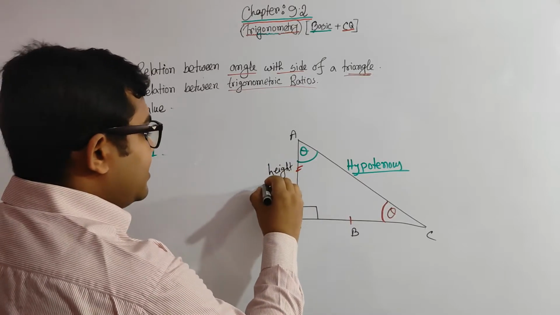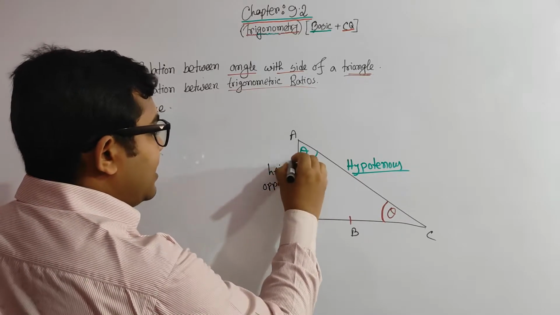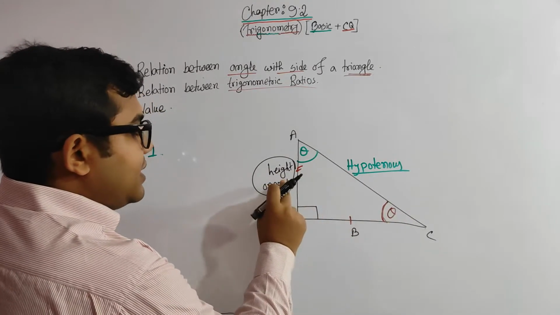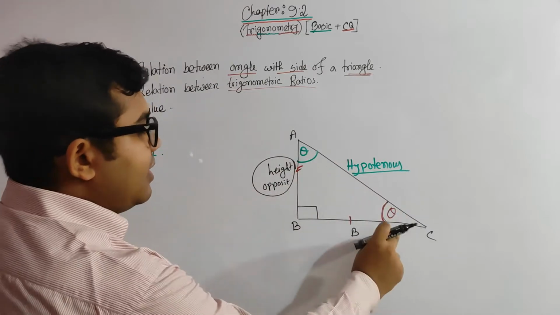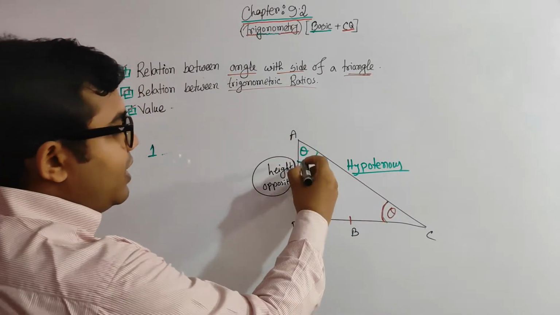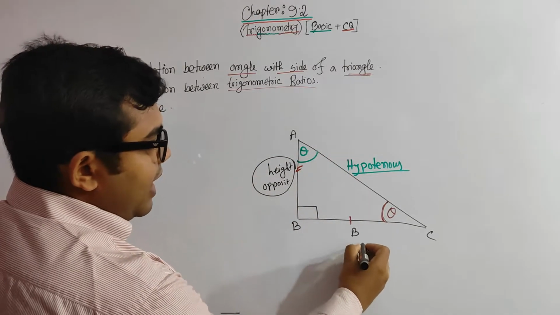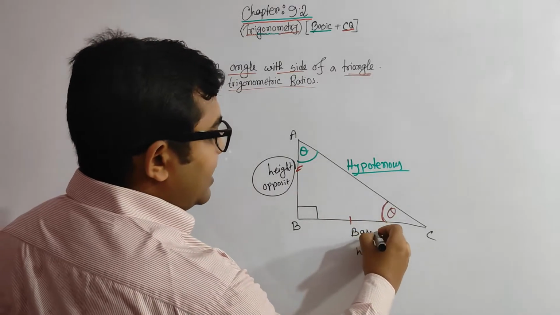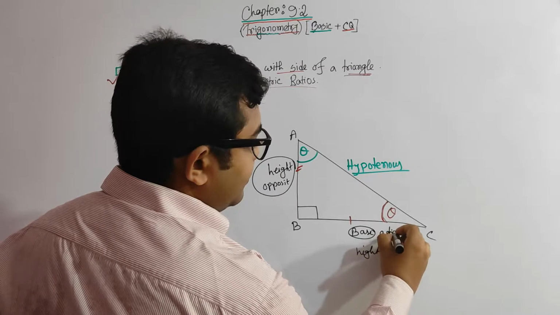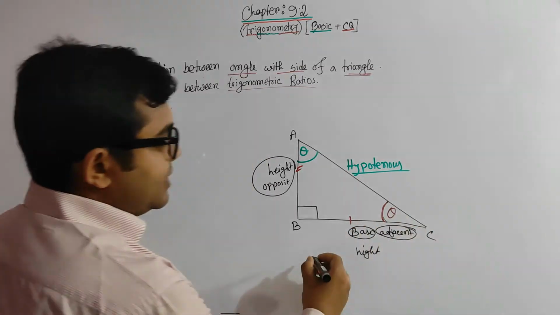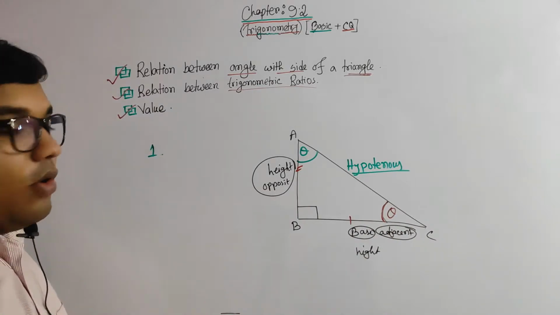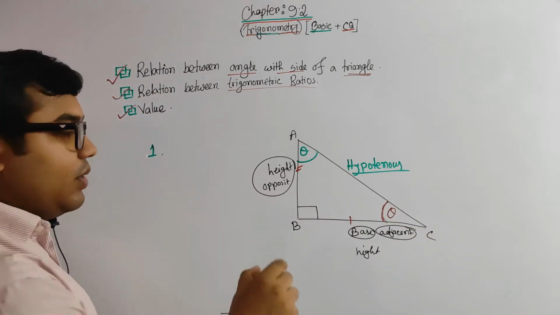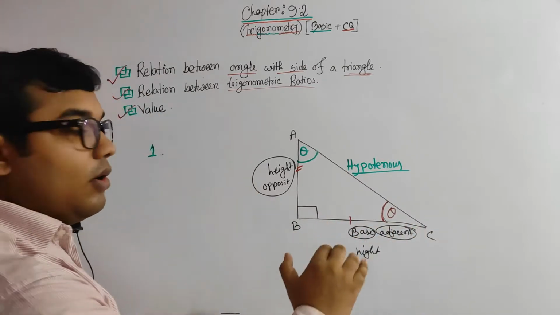Another name for the height is the opposite. Why is it opposite? Because this is the angle, and the side opposite the required angle is named the height. So when we are going for this angle, this will be our height. And the other name of the base is adjacent. When we are thinking about this angle, it is adjacent to this side. That's why we call this the adjacent side, or the base.